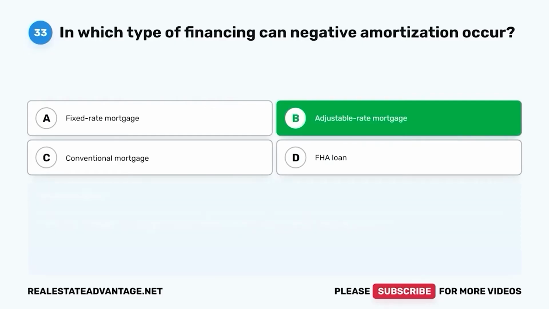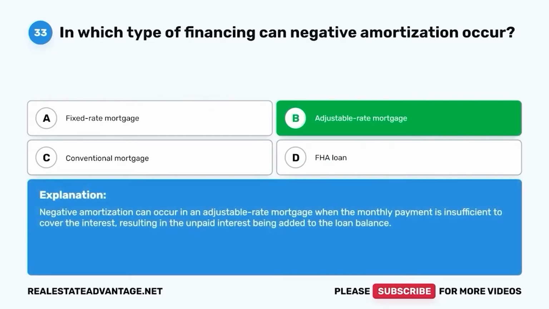Adjustable rate mortgage. Negative amortization can occur in an adjustable rate mortgage when the monthly payment is insufficient to cover the interest, resulting in the unpaid interest being added to the loan balance.